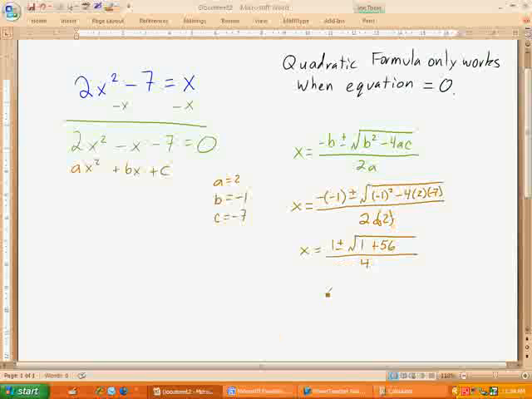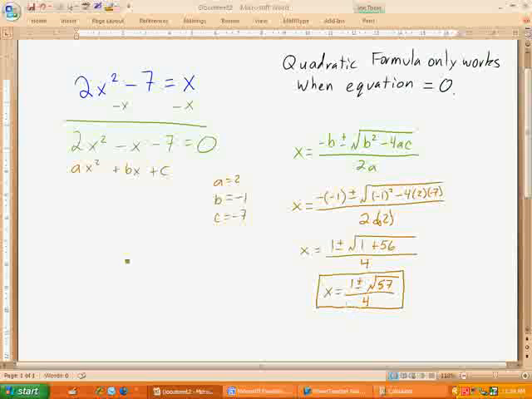And so now I can go x equals 1 plus or minus the square root of 57 divided by 4. And that's my answer. Again, if you wanted to punch that into your calculator, you could do 1 plus the square root of 57 over 4 and 1 minus the square root of 57 over 4. And that would give you two answers.